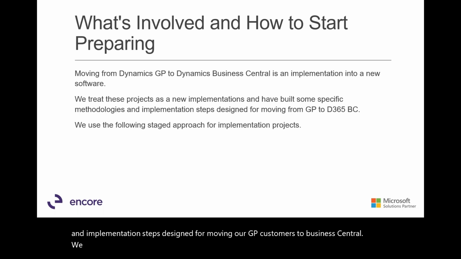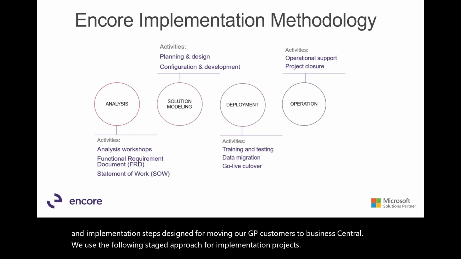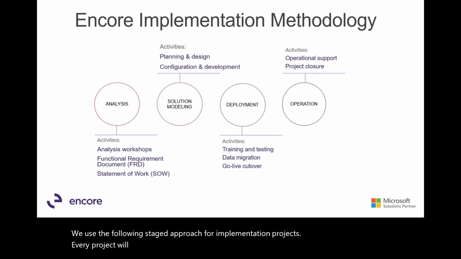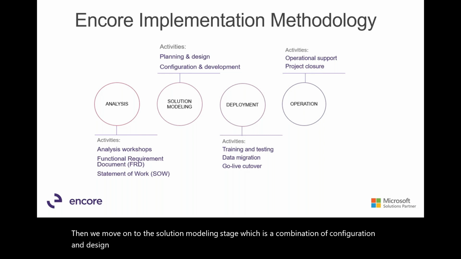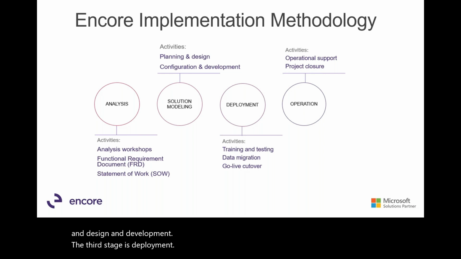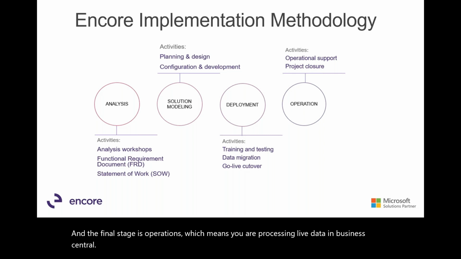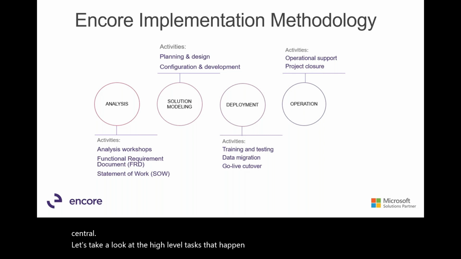We use the following staged approach for implementation projects. Every project will have 4 stages. The first stage is analysis. Then we move on to the solution modeling stage, which is a combination of configuration and design and development. The third stage is deployment. And the final stage is operations, which means you are processing live data in Business Central. Let's take a look at the high-level tasks that happen in each of these stages.